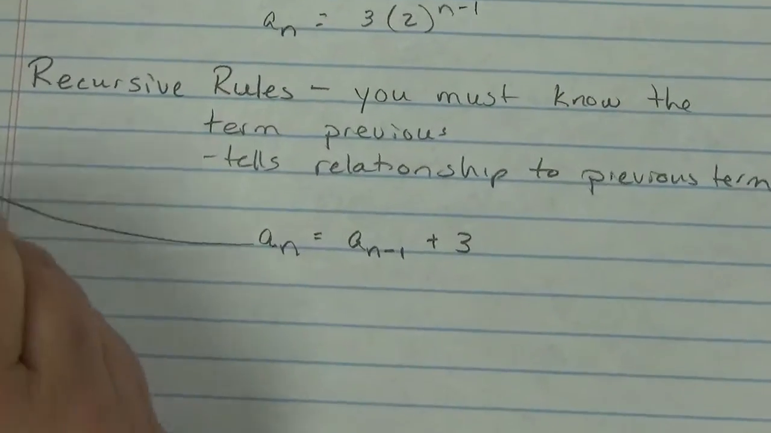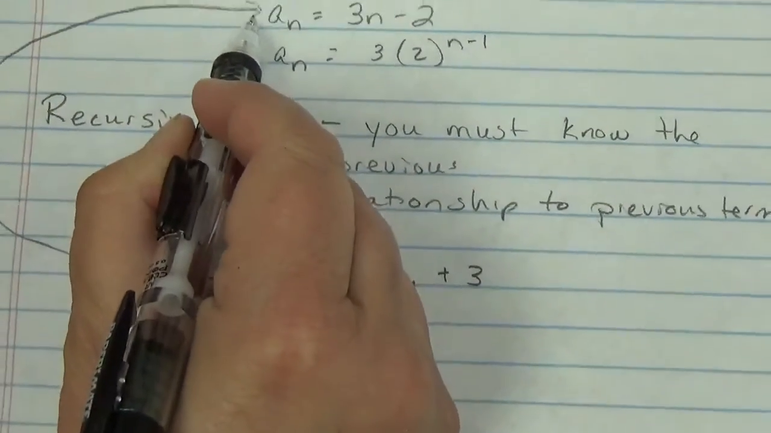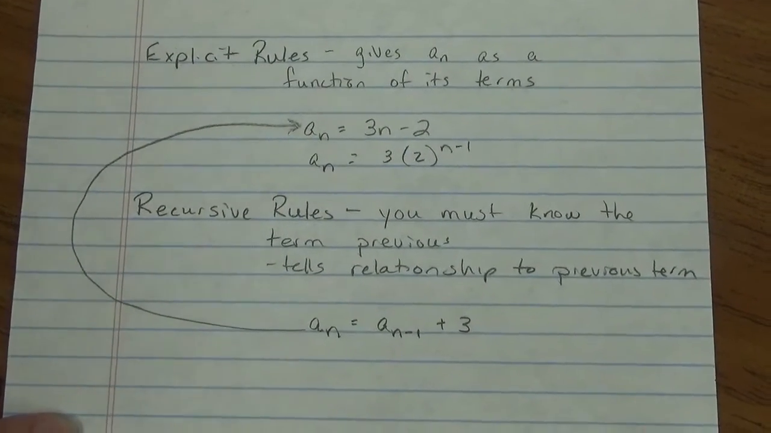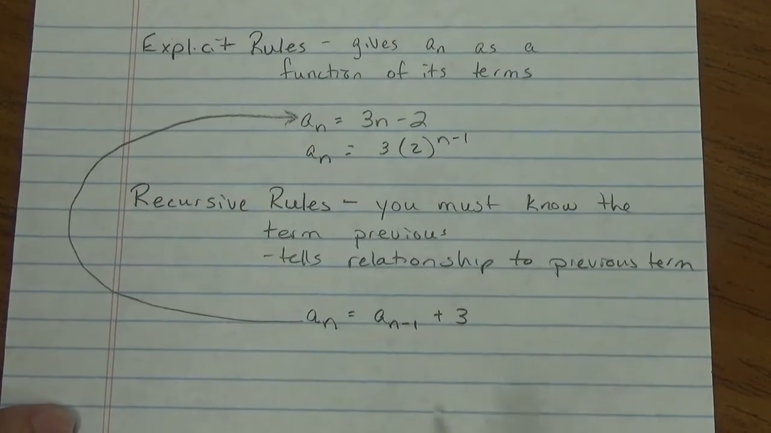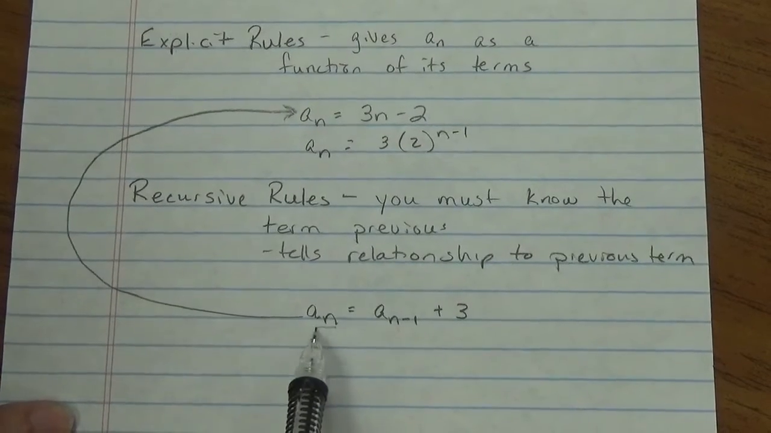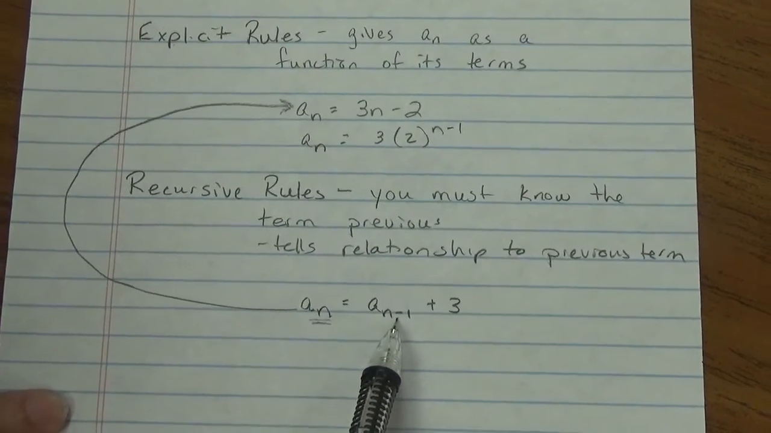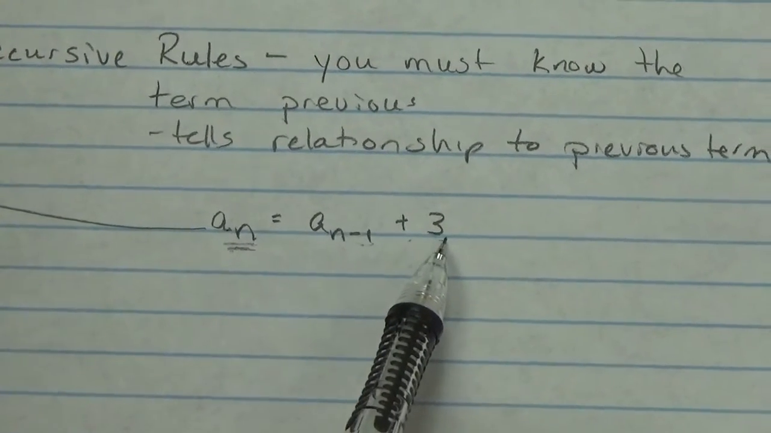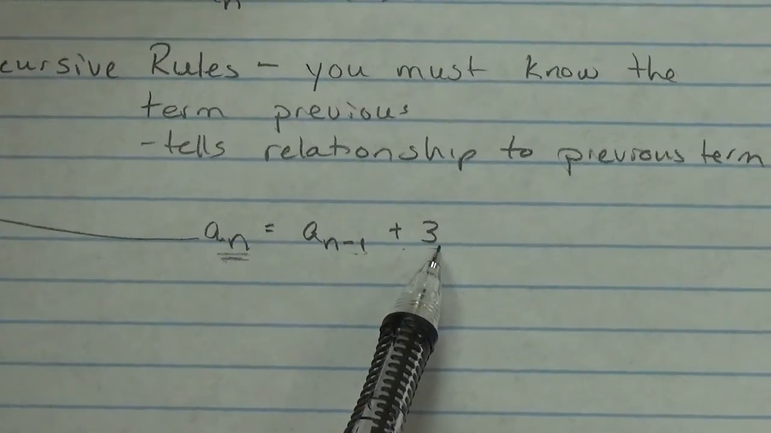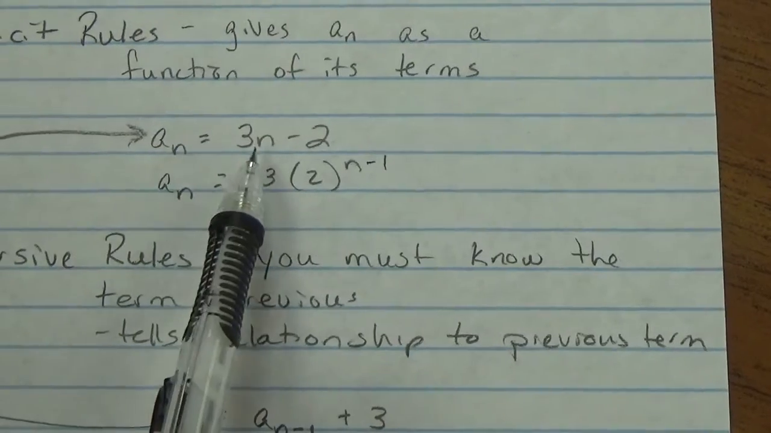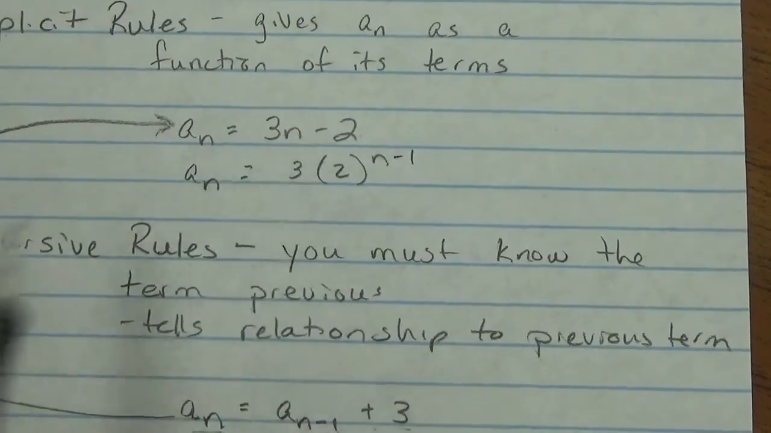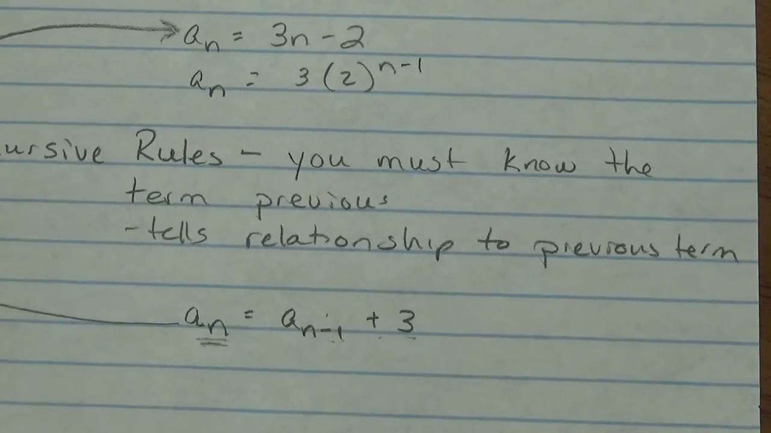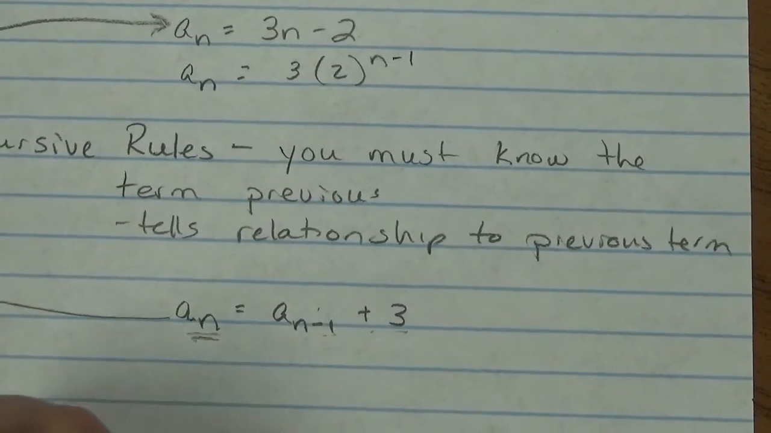So in fact, I've actually written the recursive rule that goes with this. So to find this new term, I'm going to take the term before this term, that's why it's n minus 1, and add 3 to it. And really that's what you did up here. You would have whatever term times 3 subtract 2. But this one, you have to know the term before it. So I'll show you an example.